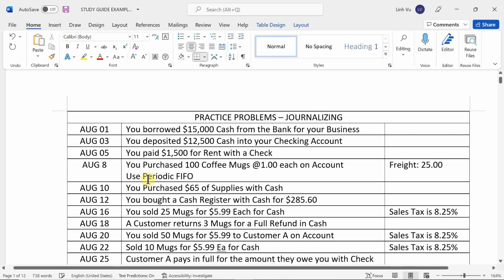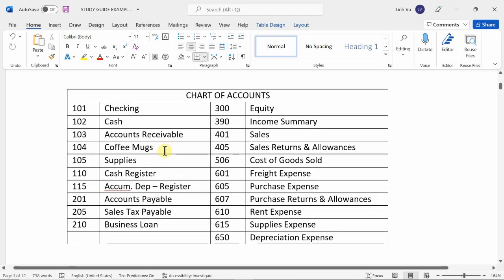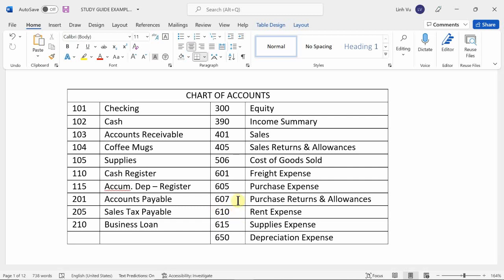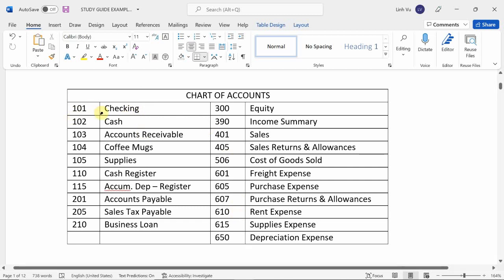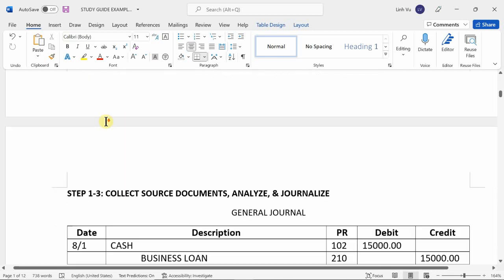Next, on August 5th, you end up paying 1,500 for rent with a check. Okay. So in this case, I paid rent with a check for $1,500. So I just incurred some rent, okay? Here we go. We got some rent expense, account 610. Now, how did I pay for it? I paid with a check. So that means that's going to come directly out of my checking account for $1,500.